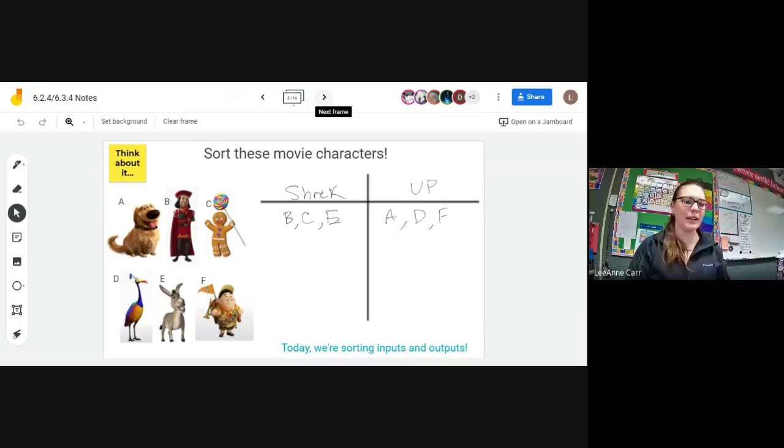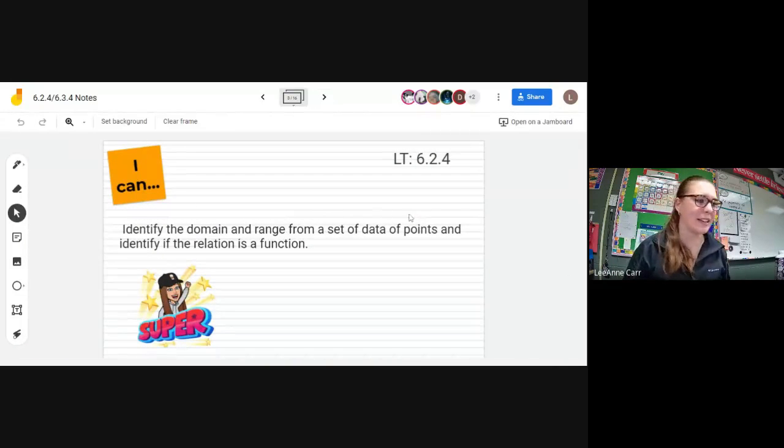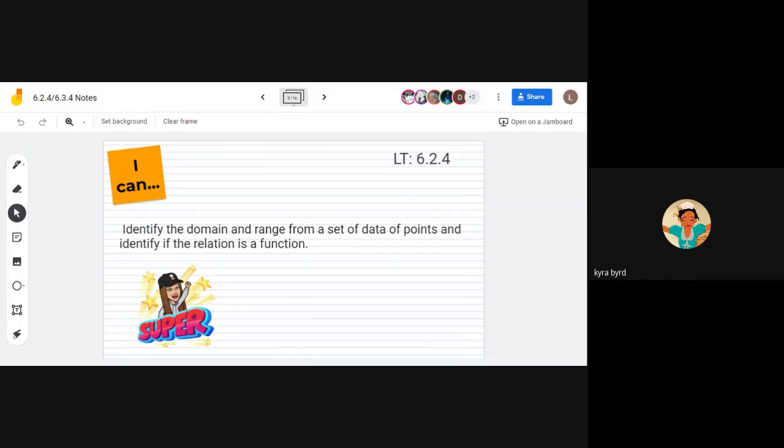All right, so away we go. We have an I can statement. Can I get a brave soul to read my I can statement, please and thank you? If you want to be that person, just use a little raise hand button. Awesome, Kyra, I saw your hand. Go for it. I can identify the domain and range from a set of data points and identify if the relation is a function.